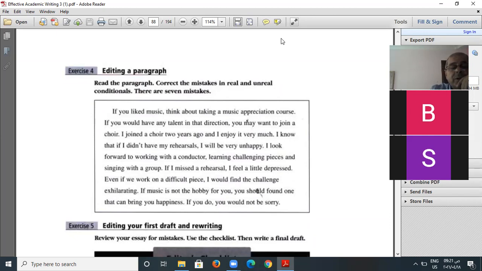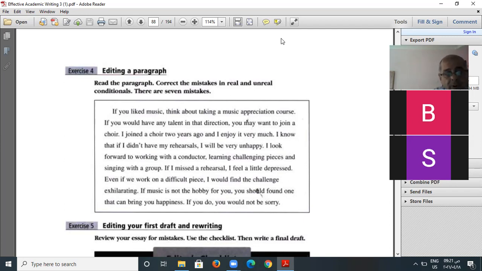I joined a choir 2 years ago and I enjoyed it very much. We can also make it past unreal, and we say: if I joined a choir 2 years ago, I would enjoy it very much. Here we used past because we are talking about the past, 2 years ago.